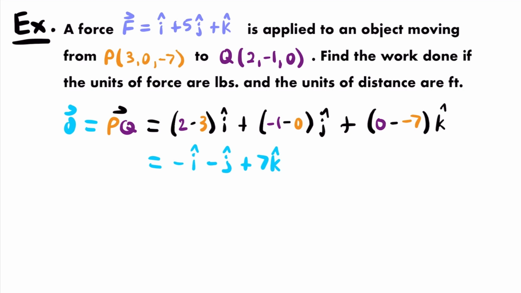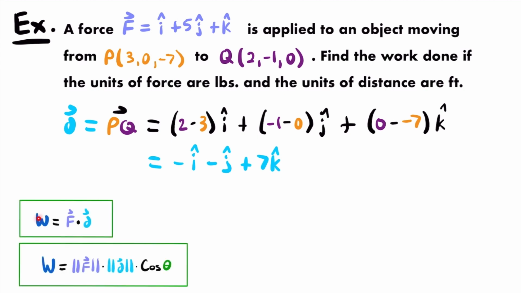Okay? So that right there is our distance vector. It represents the distance that our object travels, or the path of motion. And now that we have a force vector and a distance vector, we can calculate the work done in this problem. Remember, we have two different formulas to choose from. We can calculate work by taking the dot product of vector F and vector d, the force vector and the distance vector, or we can use this other formula if we know the angle between those two vectors. In this case, we don't.